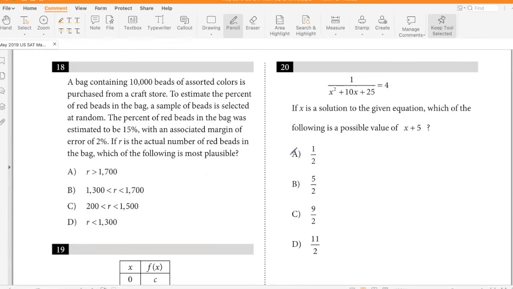A bag containing 10,000 beads of assorted colors is purchased from a craft store. To estimate the percent of red beads in the bag, a sample of beads is selected at random. The percent of red beads in the bag was estimated to be 15% with a margin of error of 2%. If R is the actual number of red beads in the bag, which of the following is most plausible? So you could have from 13 to 17% of red beads, right? Because 15 with a margin of error of 2. So 13% of 10,000 would be 1,300 and 17% would be 1,700. So the number of beads could be between 1,300 and 1,700.